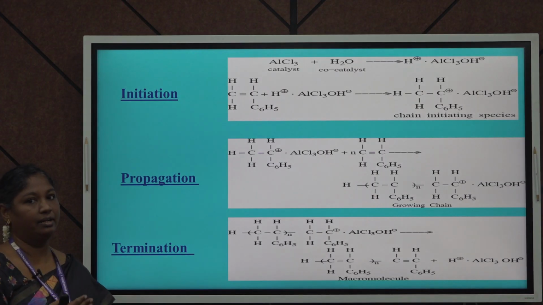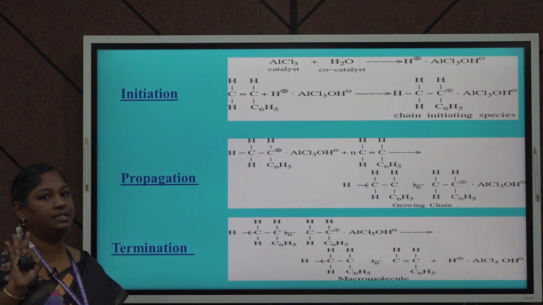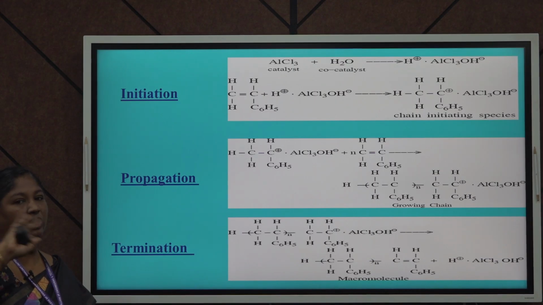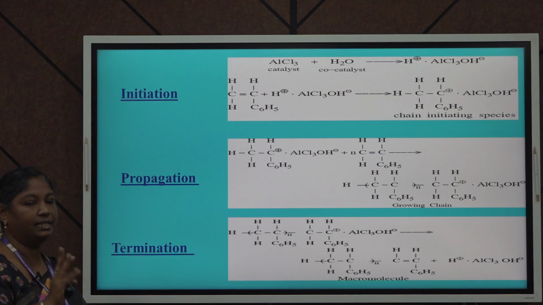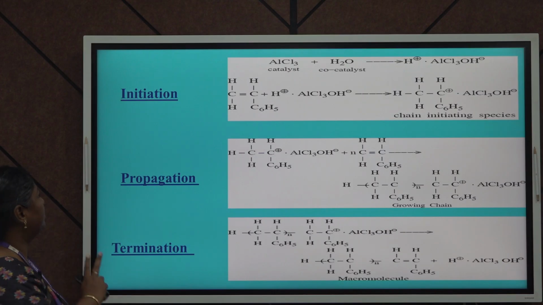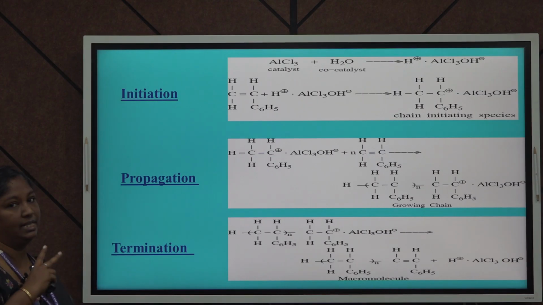So, you can have a recap. What are the three steps? Initiation, propagation, termination. So, for all the mechanisms, that is a free radical addition. In addition, we have two types, that is cationic and anionic. So, in cationic also we will have initiation, propagation and termination.